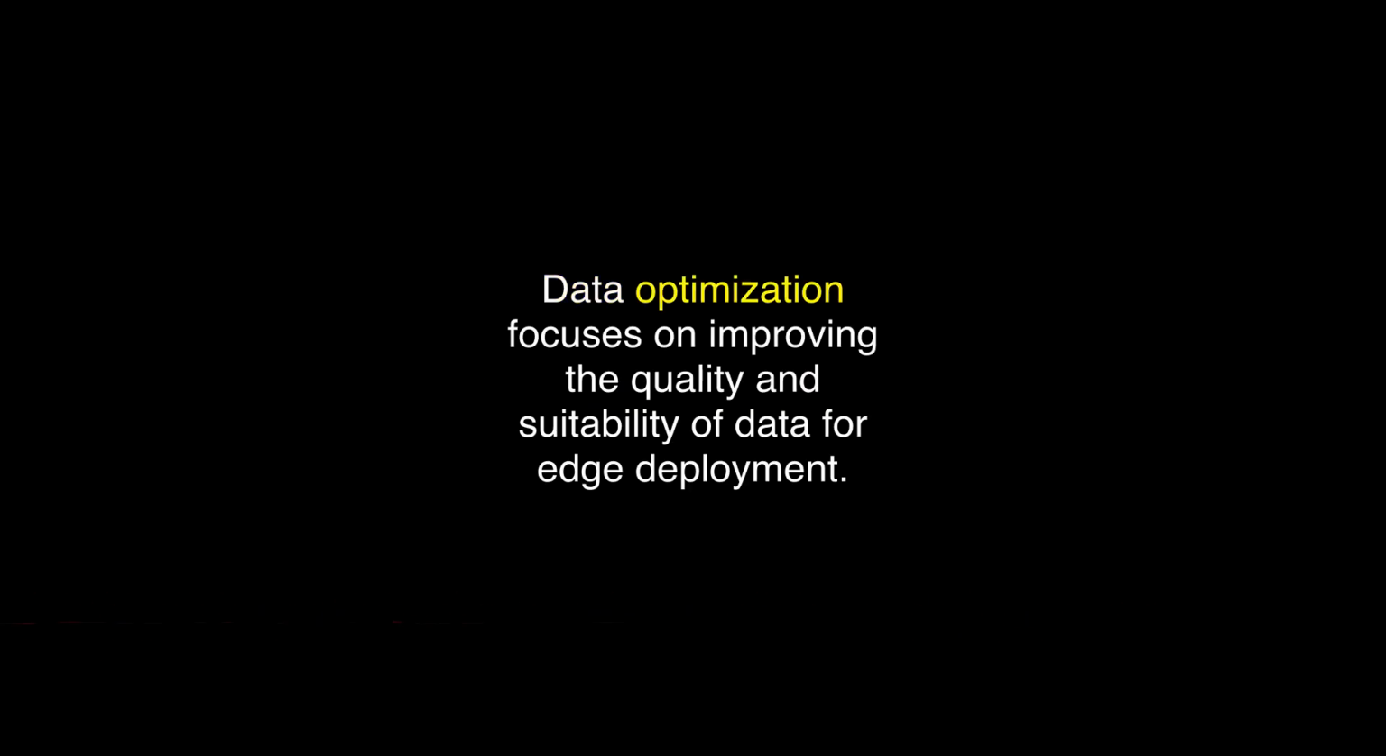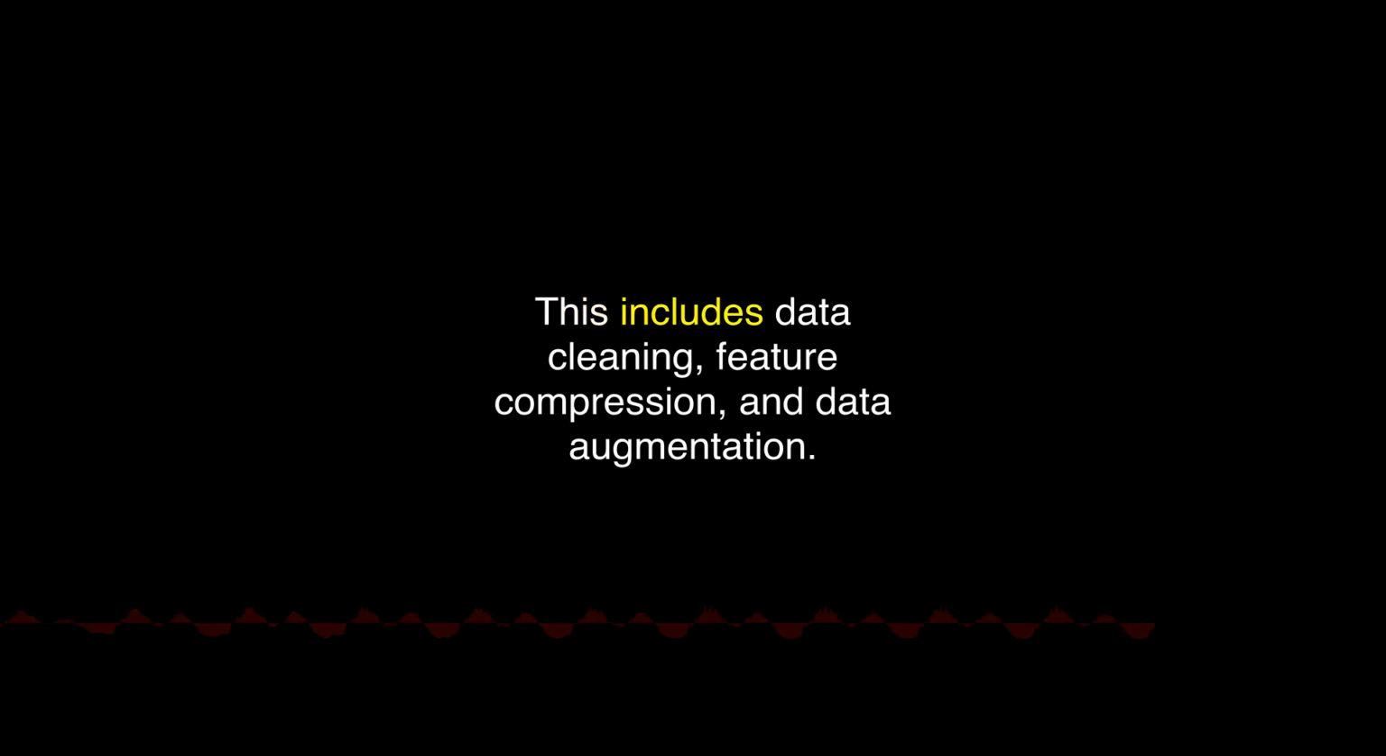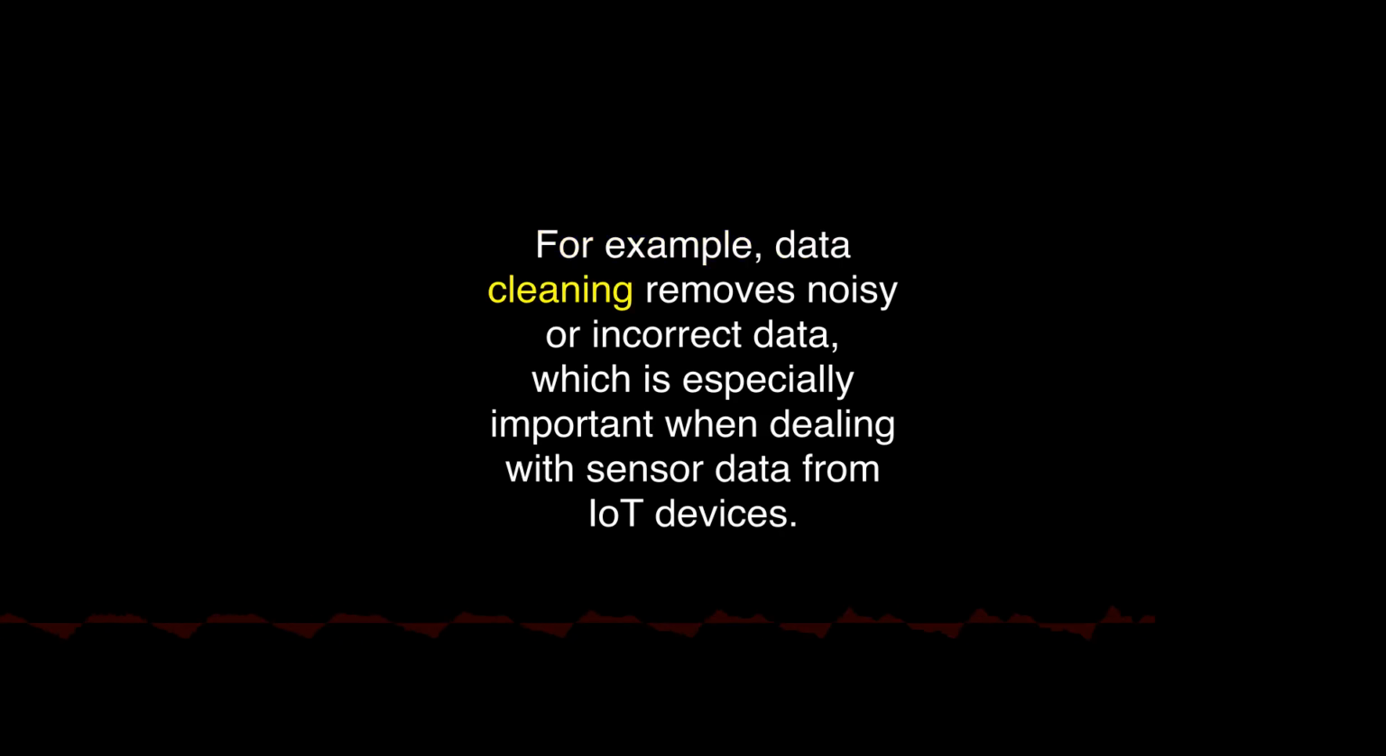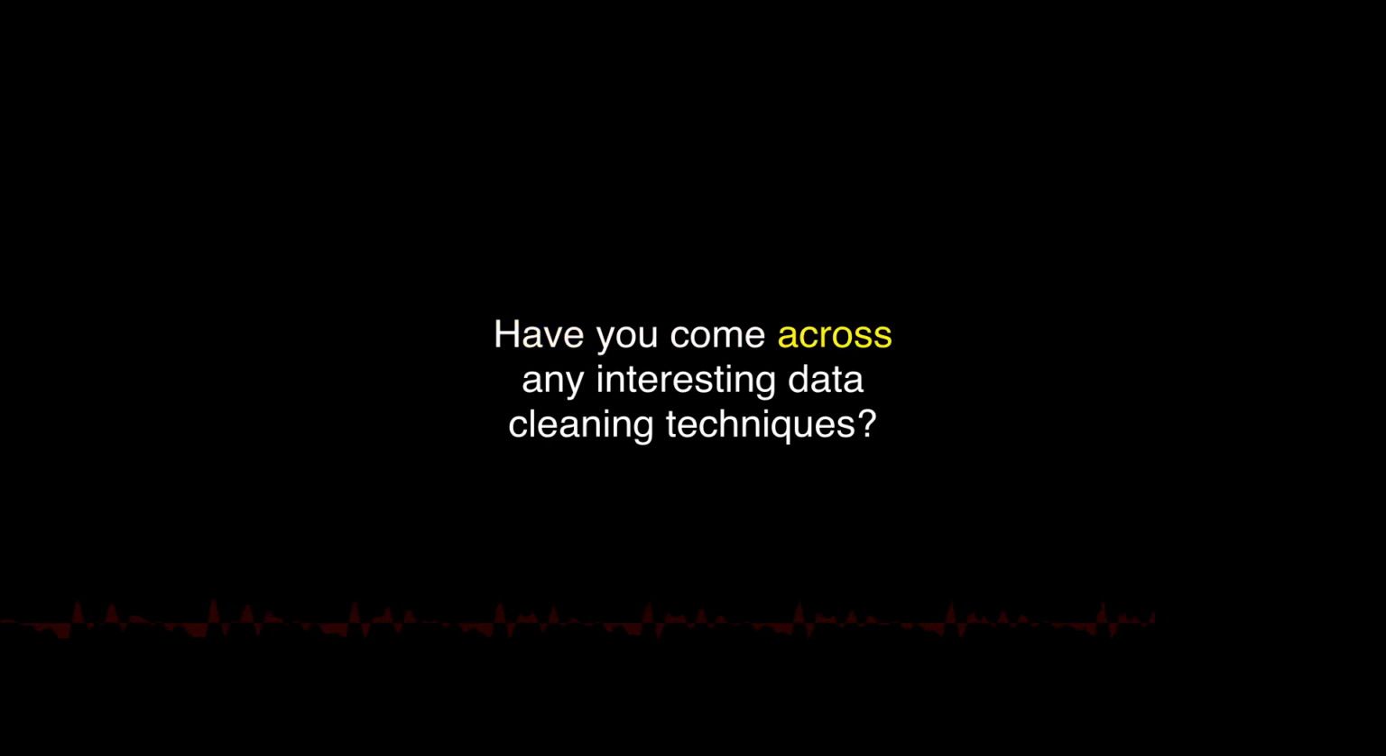Let's do it. Starting with data optimization, what does that involve? Data optimization focuses on improving the quality and suitability of data for edge deployment. This includes data cleaning, feature compression, and data augmentation. For example, data cleaning removes noisy or incorrect data, which is especially important when dealing with sensor data from IoT devices. Have you come across any interesting data cleaning techniques?